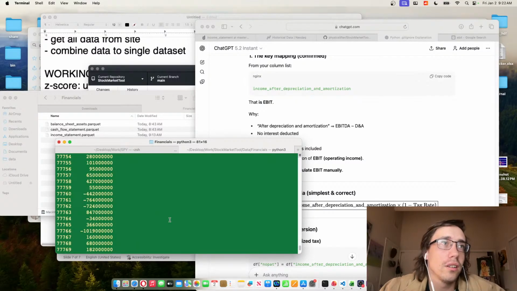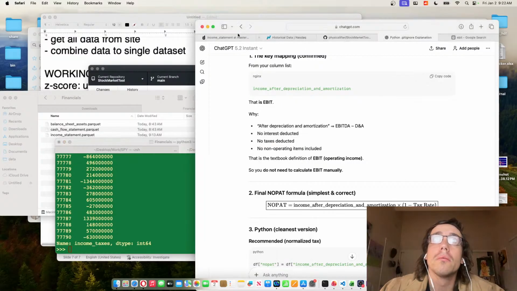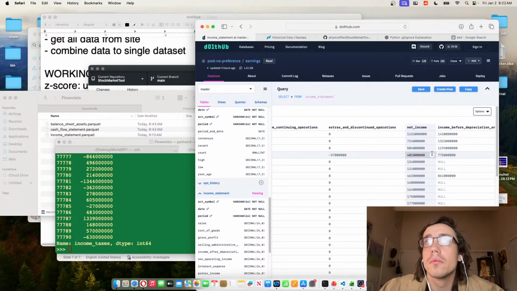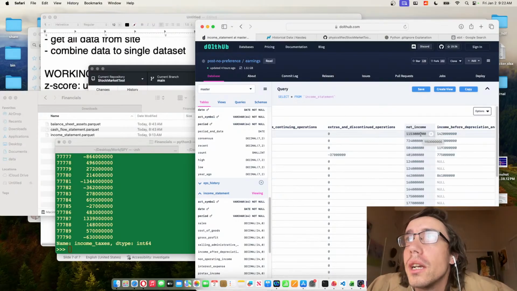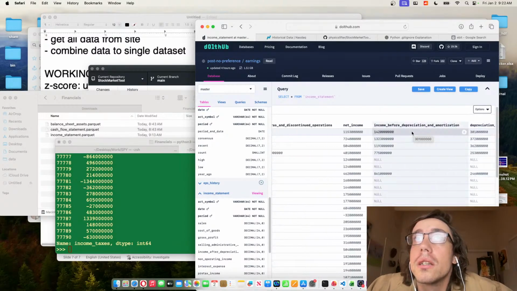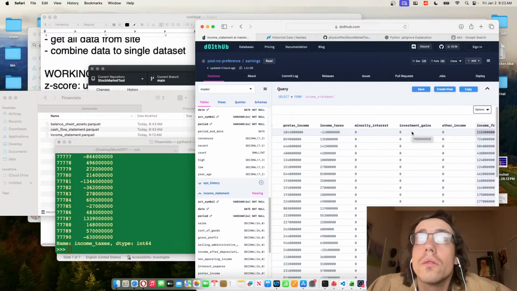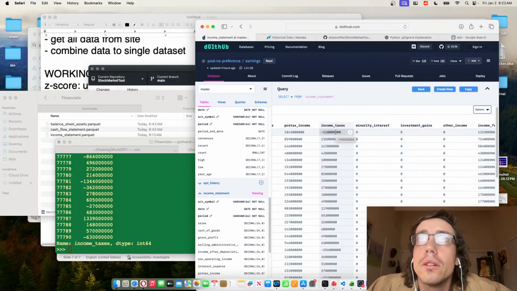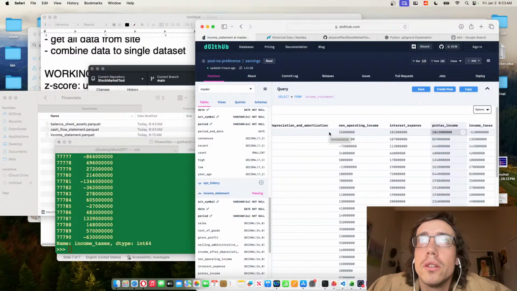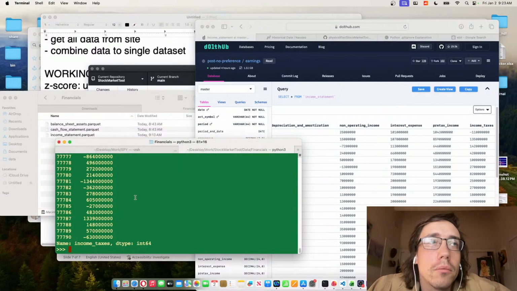So what is that in dollars? Net income. So what's that? 1.1 billion. Taxes. $1 billion in income, 100 million in tax. That seems reasonable.